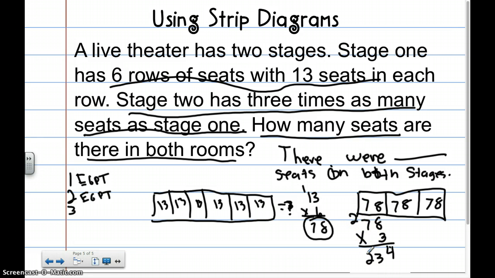And am I done? No, because it says how many seats were there in both rooms or on both stages. So what I'm going to say is 234, I need to add it to 78. So that's some and some more, because I have some in one stage and some more on the next. So I'm going to do 234 plus 78. 8 plus 4 is 12. Carry the 1. 7 plus 3 is 10. Plus 1 is 11. 2 plus 1 is 3. So there were 312, and there were 3 steps in this problem.